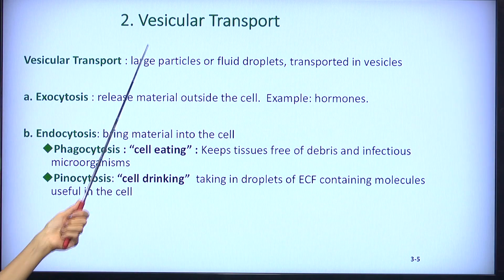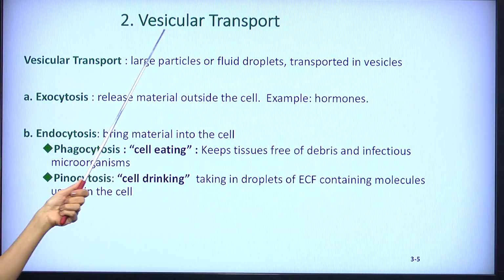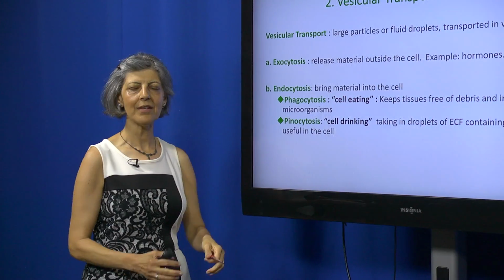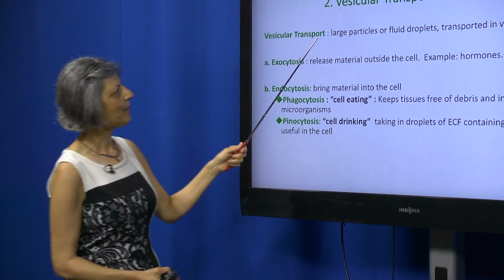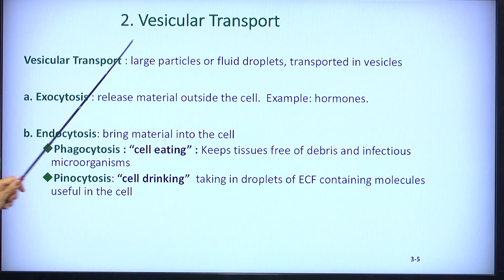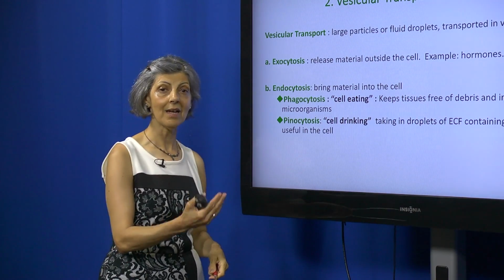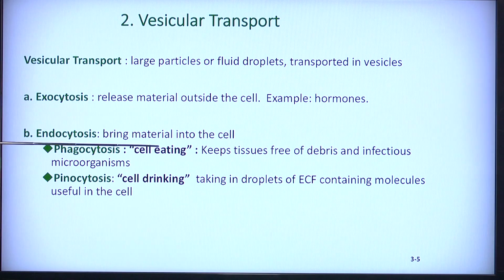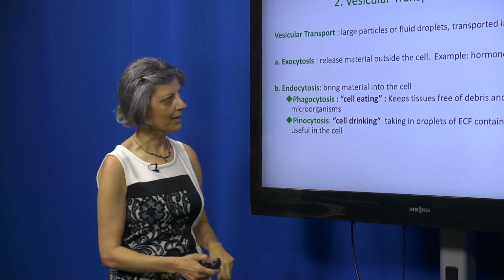The second mechanism is the vesicular transport. So we are moving substances in vesicles, in small containers. Large particles move by vesicular transport, and we have 2 different types. In exocytosis, we are removing particles from inside the cell out. In endocytosis, we are bringing substances from outside the cell in, and we are going to talk about phagocytosis, which is cell eating, and pinocytosis, which is cell drinking.